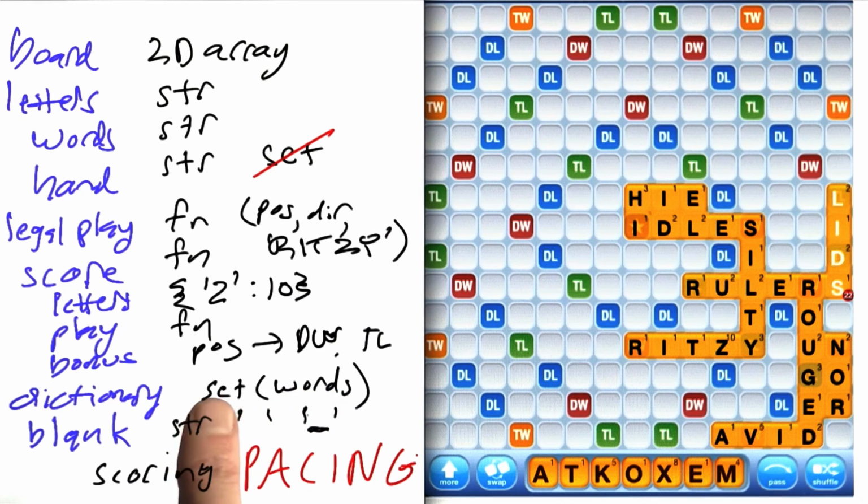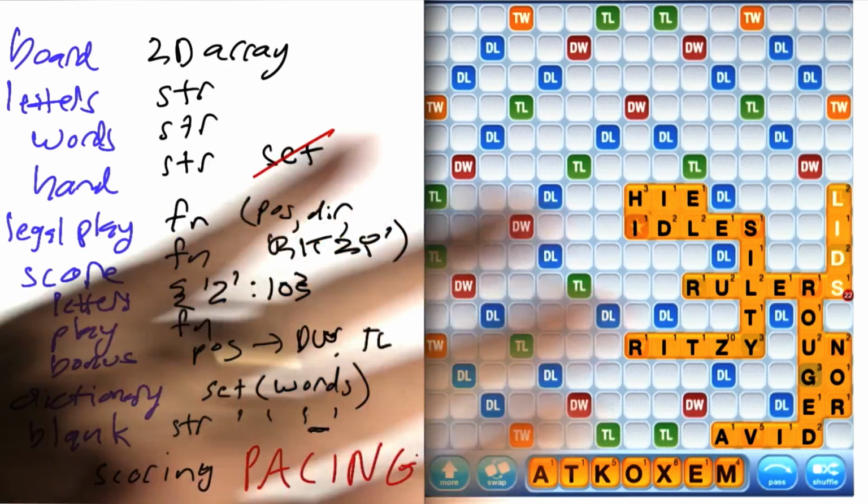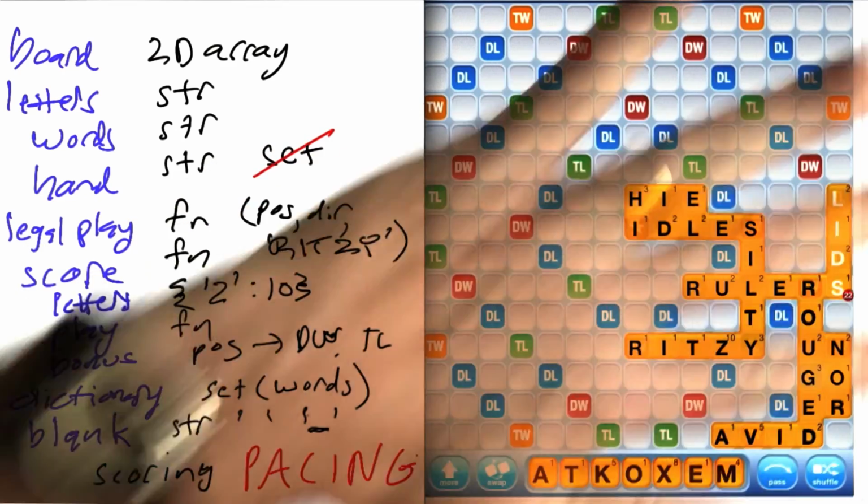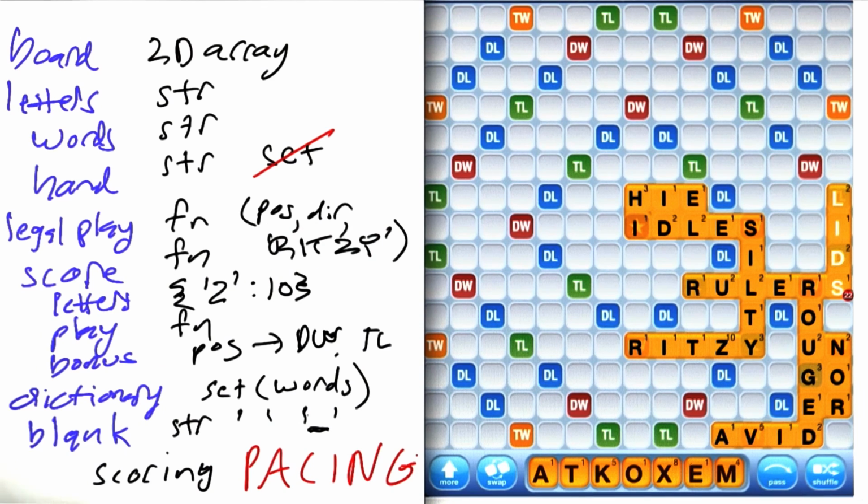So the first piece I'm going to look at is finding words from a hand. In other words, I'm going to ignore the whole board. I'm going to say, pretend the board isn't there, and pretend all we have is the hand, and we have the dictionary, a set of legal words, and I want to know, out of that hand, what words in the dictionary can I make?